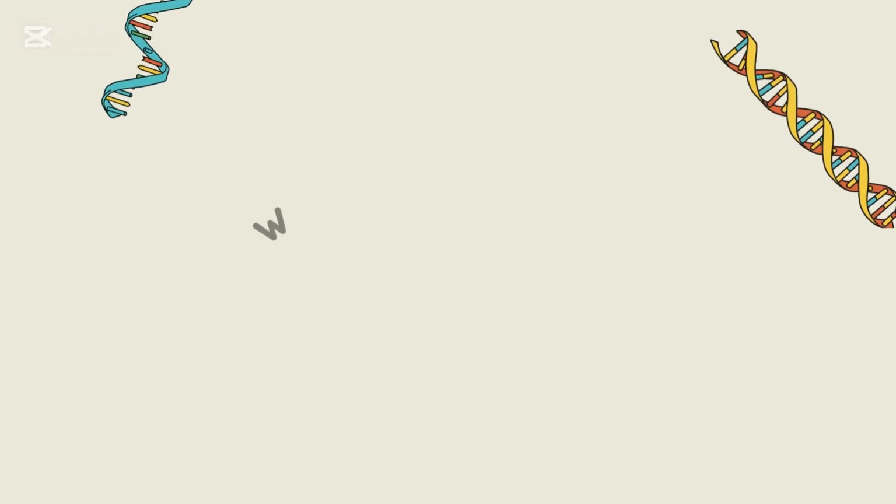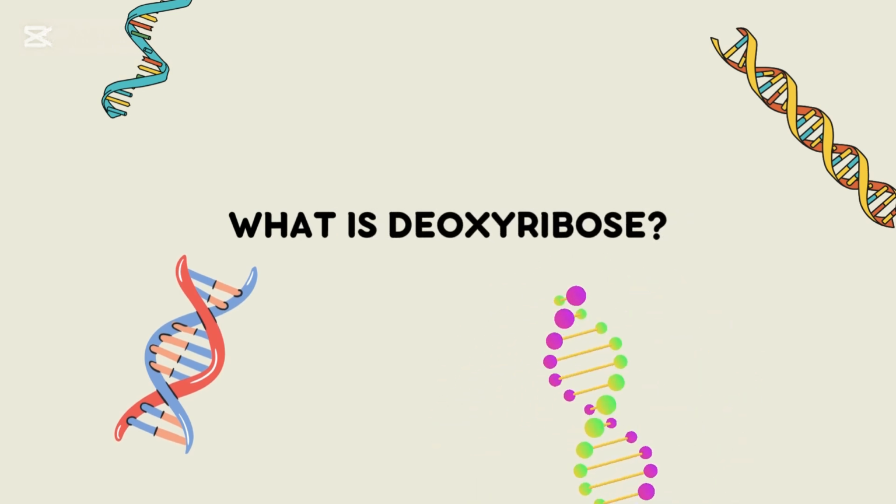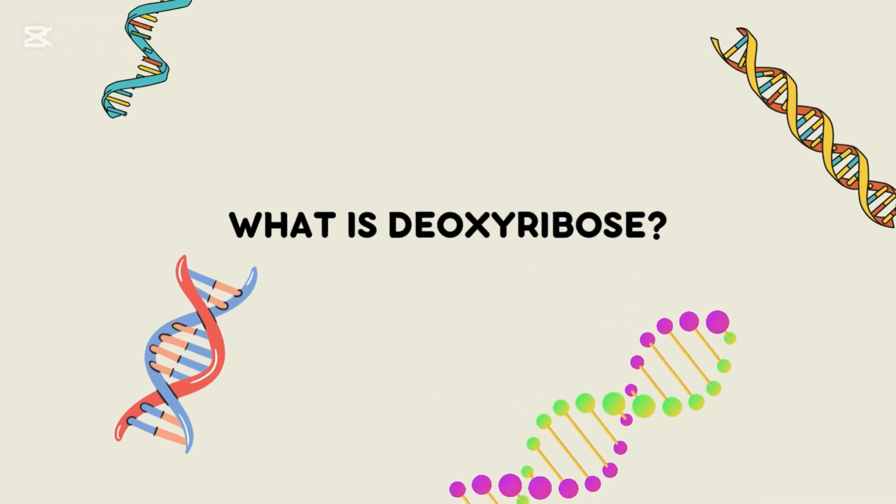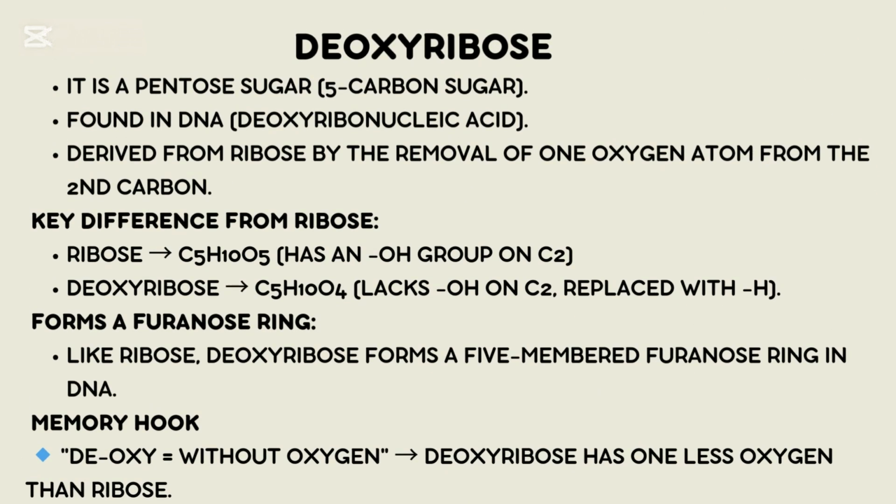Structure of deoxyribose. What is deoxyribose? It is a pentose sugar, a 5-carbon sugar, found in DNA, deoxyribonucleic acid, derived from ribose by the removal of 1 oxygen atom from the second carbon. Key difference from ribose: ribose, C5H10O5, has an OH group on C2. Deoxyribose, C5H10O4, lacks the OH on C2, replaced with H, and forms a furanose ring.